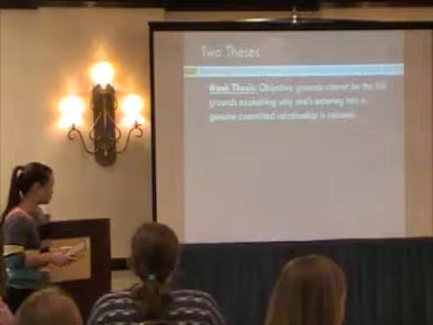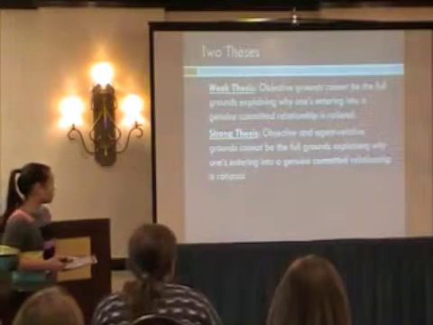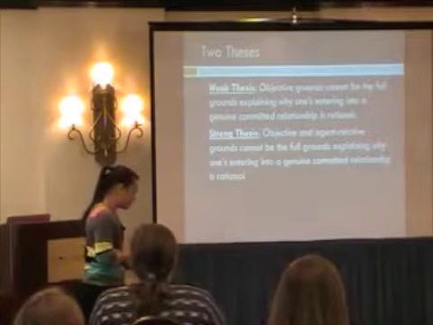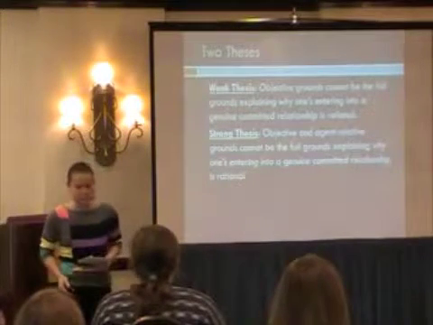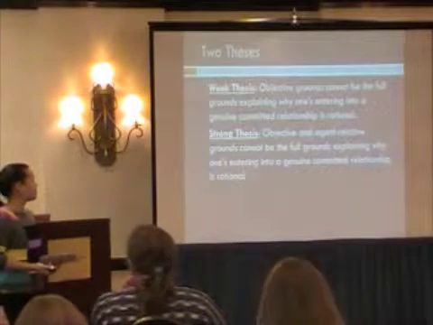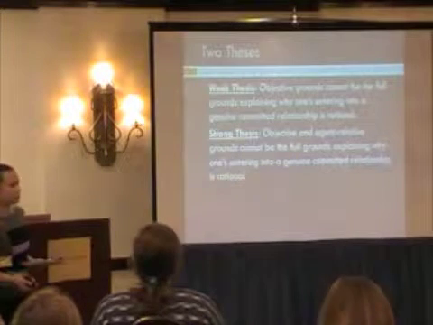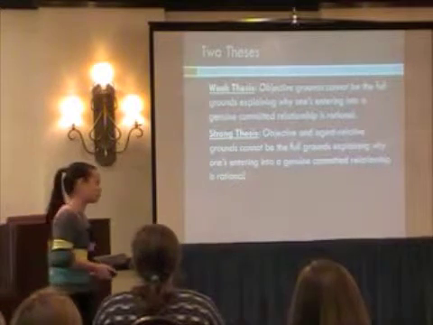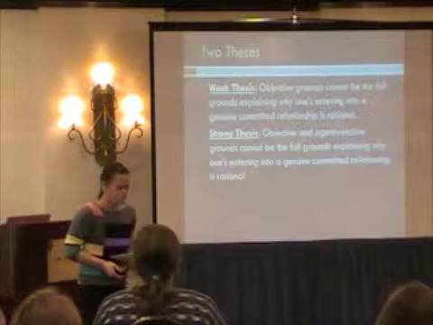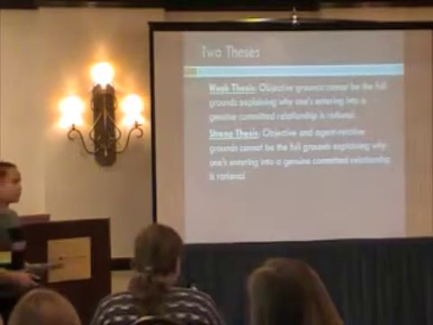All right, so the second thesis I want to defend is a stronger thesis. All right, so this is a strong thesis. It entails the weak thesis, but I think it's a little more controversial. According to my strong thesis, objective and agent-relative grounds cannot be the full grounds explaining why one's entering into a genuine committed relationship is rational. You might be thinking, well, what other grounds could there be? Maybe we've exhausted all the grounds.